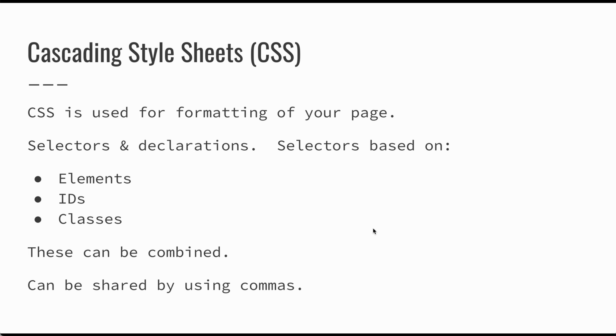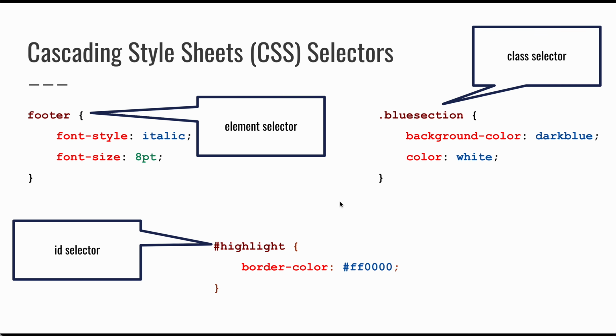And you can actually combine these. So we could have an element with a class, so that class only applies to elements of a particular type, and so on and so on. You can also share selectors using commas, so multiple elements could be formatted the same way. And we'll get into some examples in the next video, showing off each one of these options.